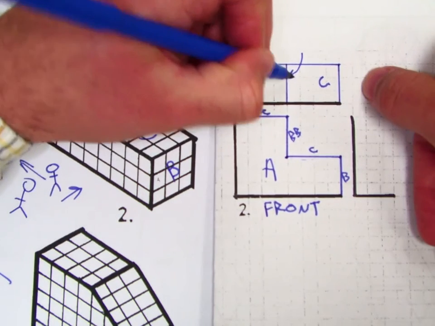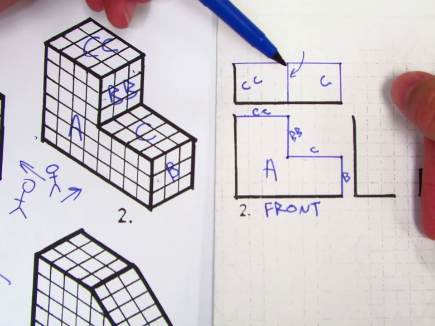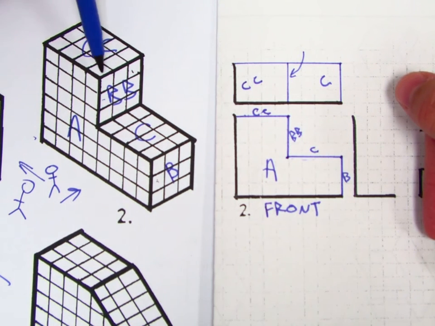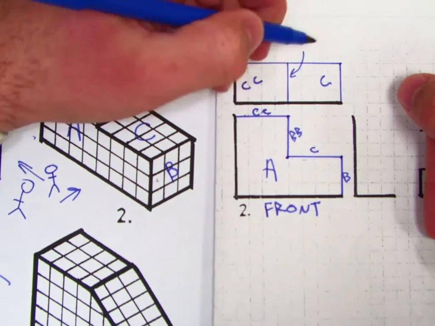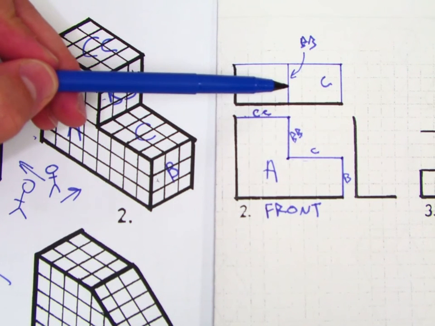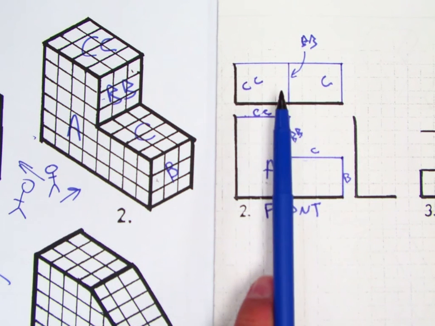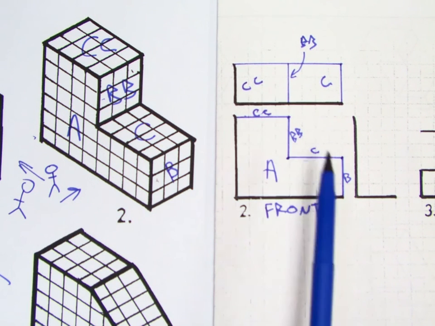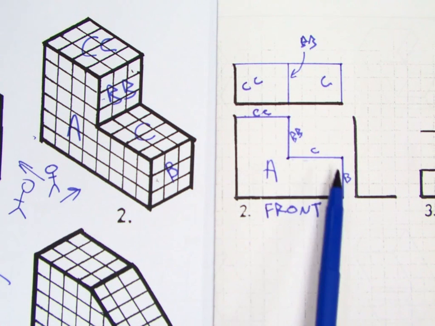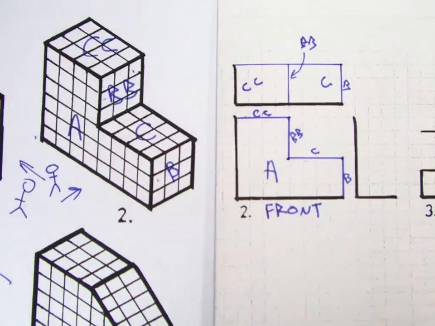Let's talk about this line for a moment. That line represents the edge of what plane? That line there is the same as this line here. So looking down from the top, that line represents the edge of what plane? If you said BB, that's correct. Notice how the line of BB is aligned left and right in the front view and in the top view, as it should be. Just as plane B in the front view is directly below plane B in the top view.